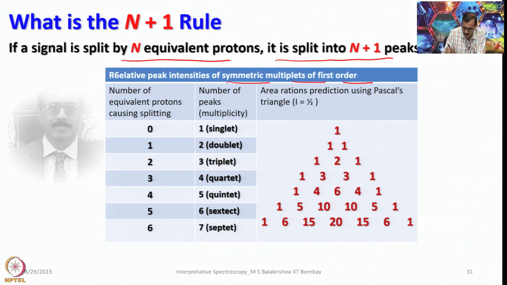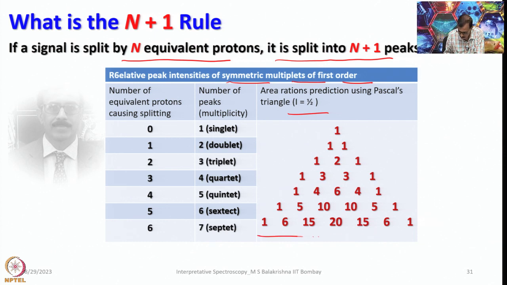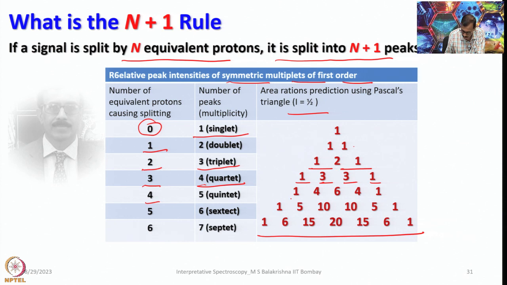So in a typical first order spectrum, if the I value is half, then we can use this Pascal triangle very effectively. For example, when the number of equivalent protons causing splitting is zero, if we have nothing, then only a singlet will be observed, because N is zero, so N+1 is one. And if only one is there, then we'll see N+1, two lines in 1:1 ratio. And if we have two neighboring protons, they cause this one to become a triplet, then intensity will be 1:2:1. And if three are there, we get a quartet, that is 1:3:3:1. And if four are there, quintet, we get 1:4:6:4:1 ratio. And if five are there, then N+1 will be sextet, we get six lines.